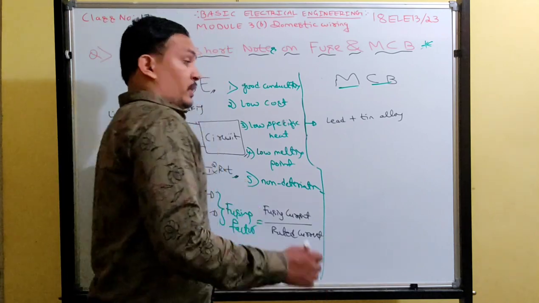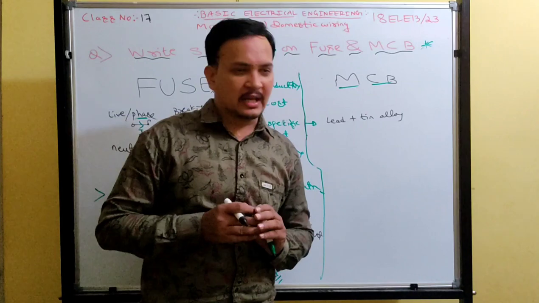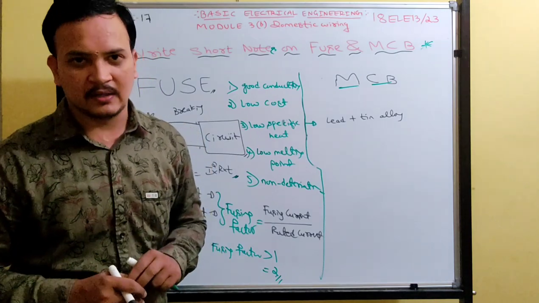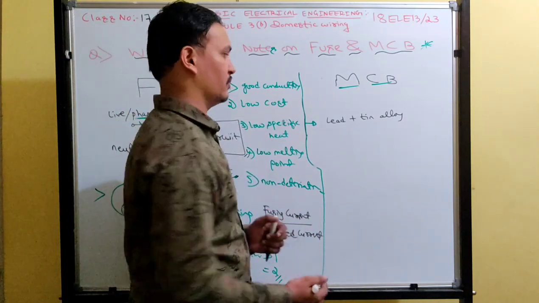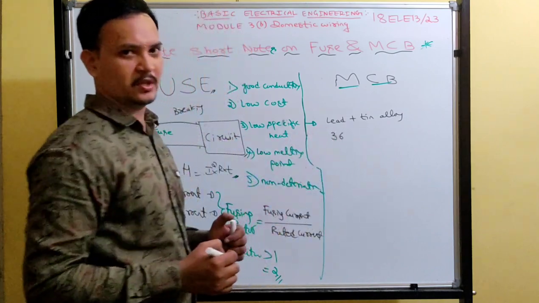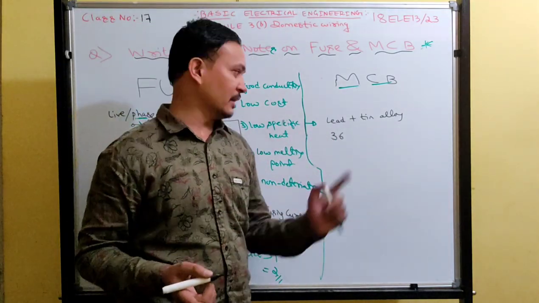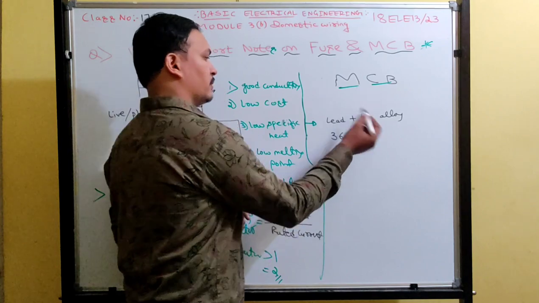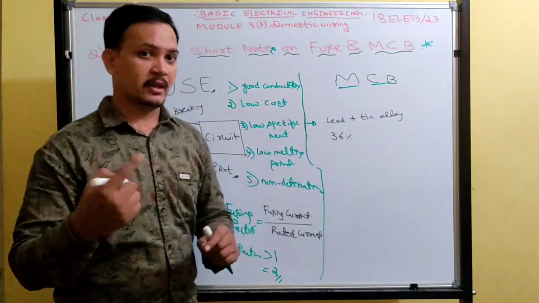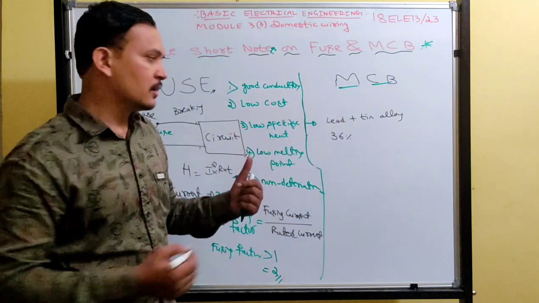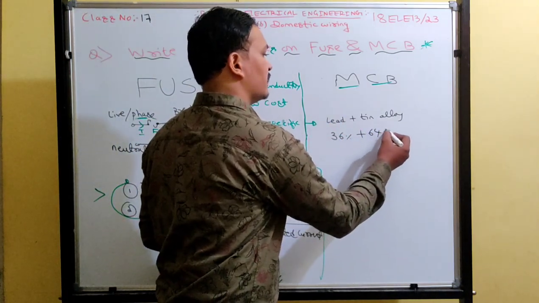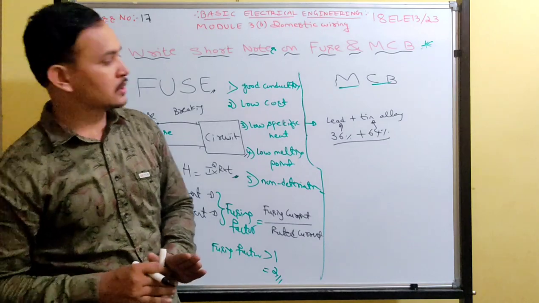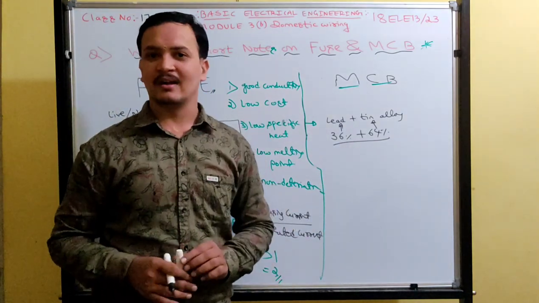What is the ratio out of 100%? How much percent will be lead and how much percent will be tin? That is also important. What is the passing mark out of 100? 35. Don't try for 35, write 1 mark extra. If you got 35, after revaluation you will get 36, only 1 mark. Lead and tin together make the fusing element. So 36% lead, and the remaining 64% tin. This is the ratio of the fusing element made for smaller current ratings.